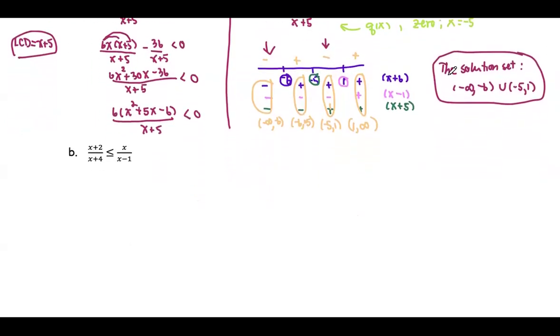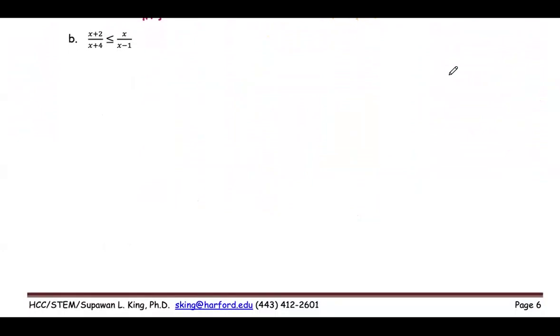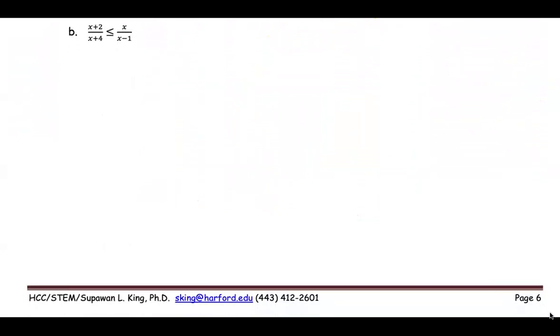All right, let's take a look at the next example. Again, we are going to adjust the function into the form of f of x less than or equal to 0 by moving all the terms to one side. To be convenient, we move them to the left. So it's going to be x plus 2 divided by x plus 4, minus x divided by x minus 1, less than or equal to 0.